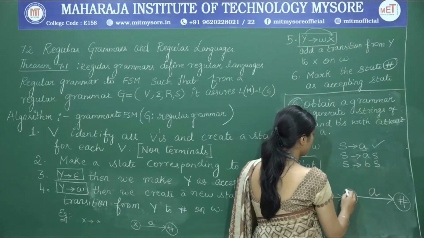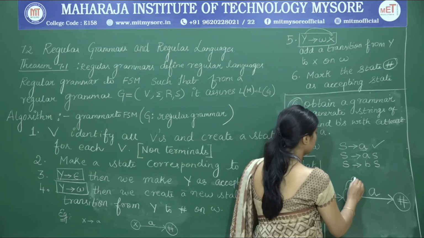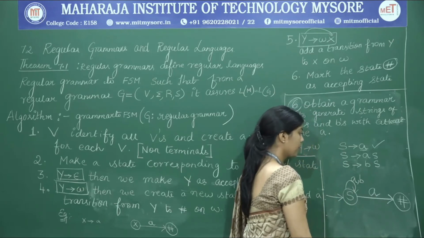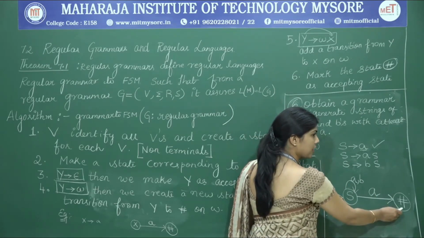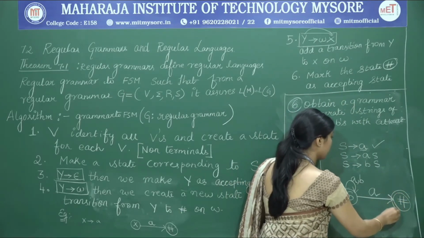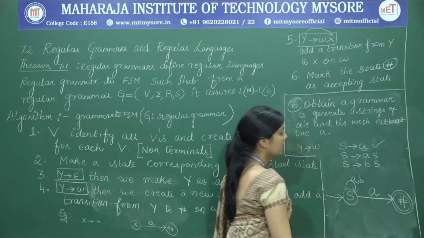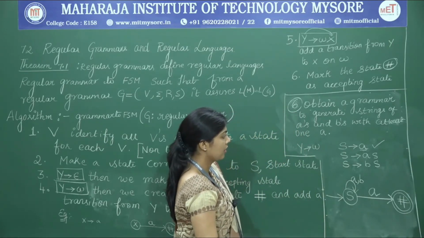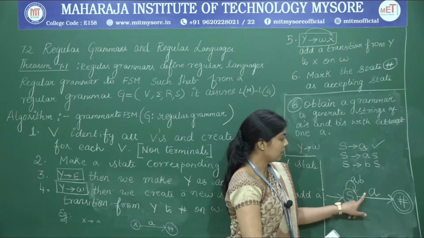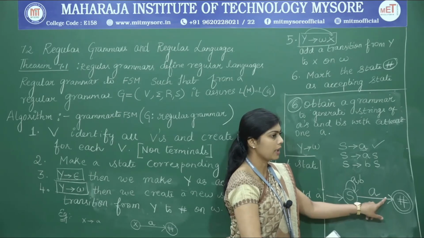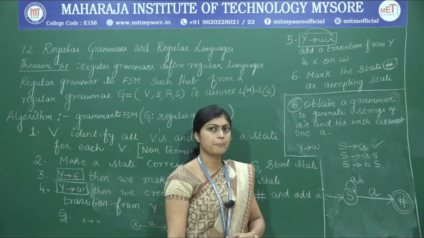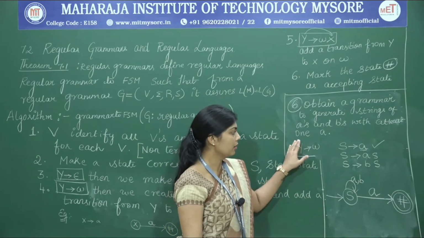Next, S goes to AS, so S to S on A. S goes to BS, so S to S on B. Also, since this state has come into the picture, the sixth rule will also apply. We will make that the final state. So, what are we doing here? We have any number of A's and B's, but the string should have at least one A before it goes to the final state. So, this is the solution for the grammar that we have written here.